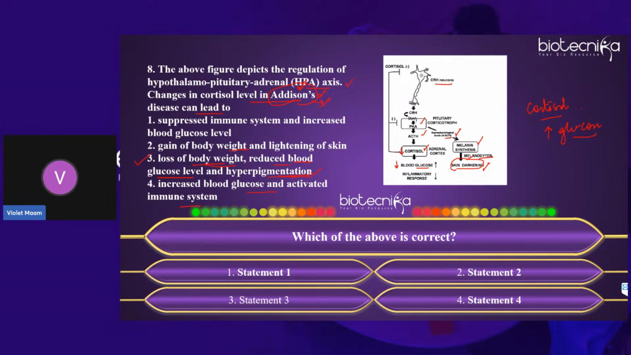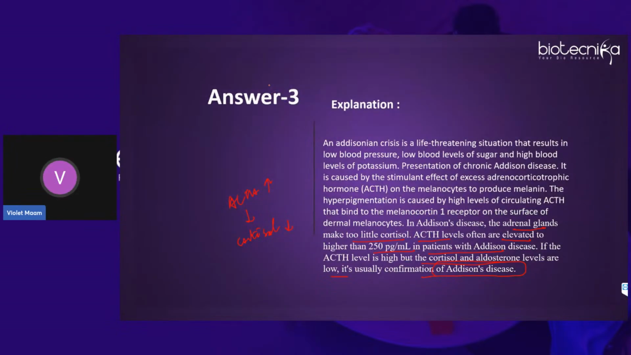Yes, Manish, it is a stress hormone, correct? Yes, if blood glucose is high, inflammatory response is less. If blood glucose is less, then it will be opposite. So I already told you the answer is option 3 over here.